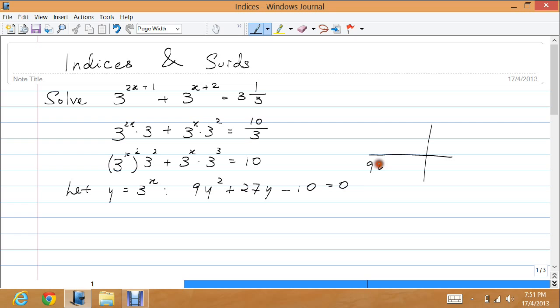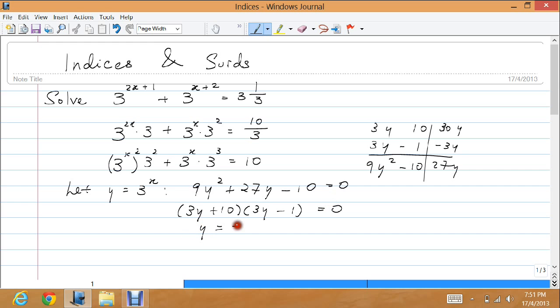Notice that the cross method would work here. We break this into 3y and 3y, 10 and 1. So I get 30y and 3y. So we get (3y + 10)(3y - 1) = 0. So y equals negative 10 over 3, or y equals 1/3.